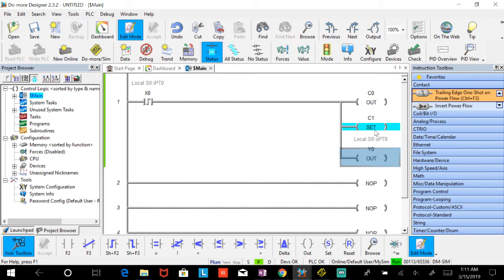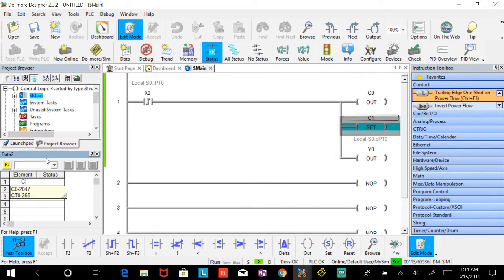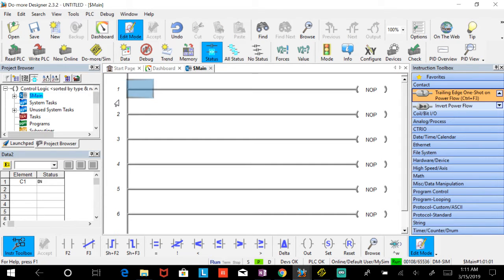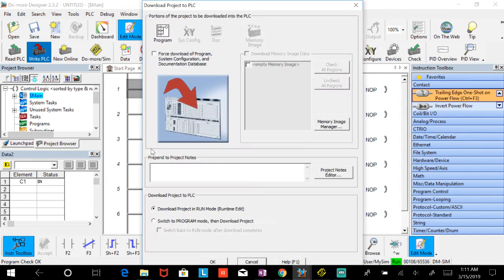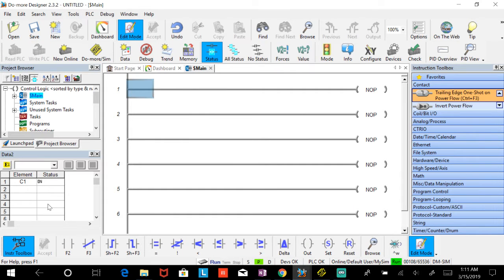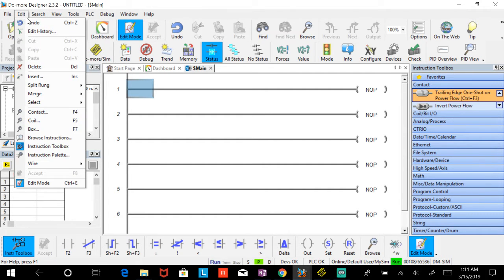So my set instruction turned on and stays on, because it's a set, right? Whenever this became true at one point, this is going to stay on because I set it there. In fact, if I go to my data view, look at this. C1, it's on, right? I can even delete my code right now. Write to the PLC. C1 still on, because I had set it there. It's very important to understand that set and reset instruction, right?